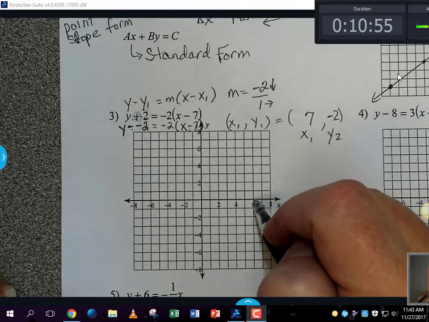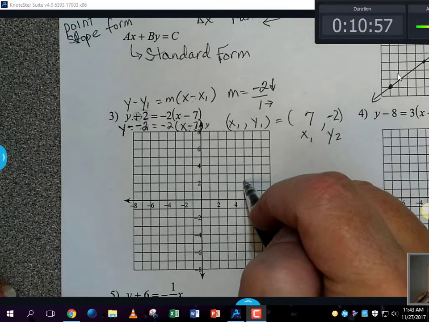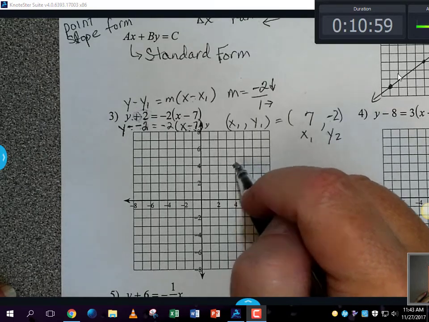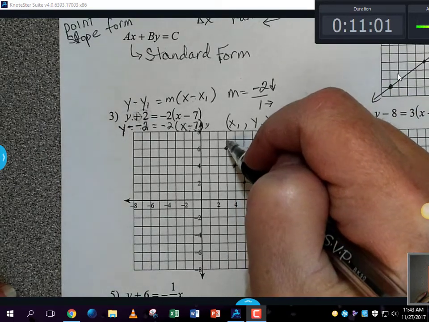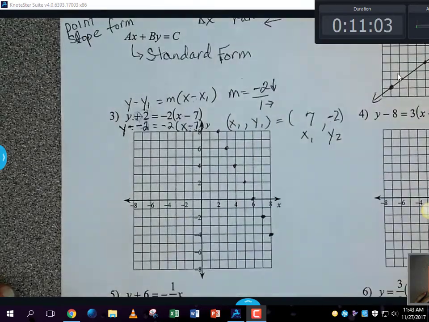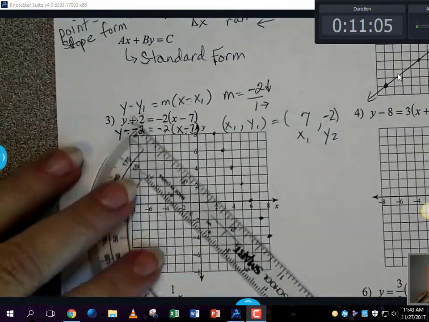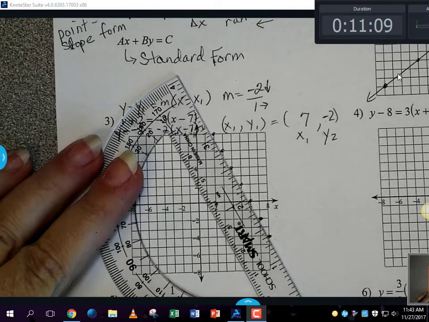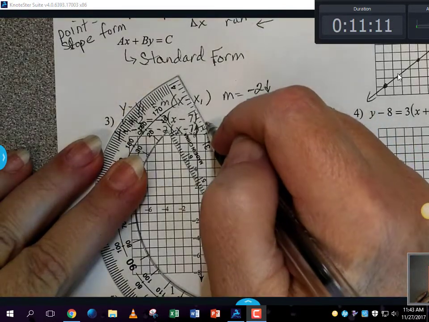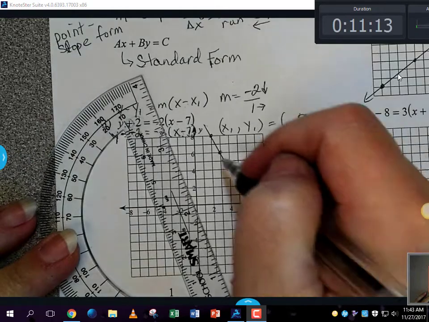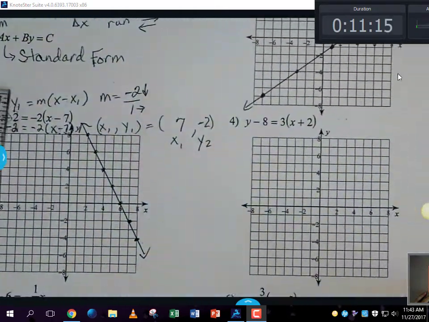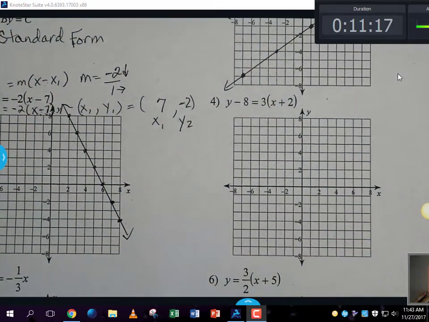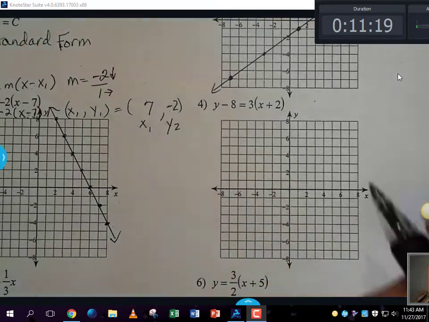Or up by 2, left by 1, up by 2, left by 1, and so on. I put on as many points as I can. Okay, and this is what we're doing for the next 3.